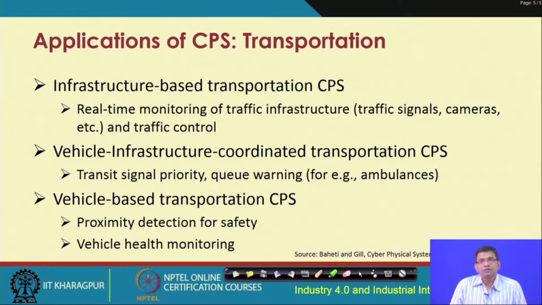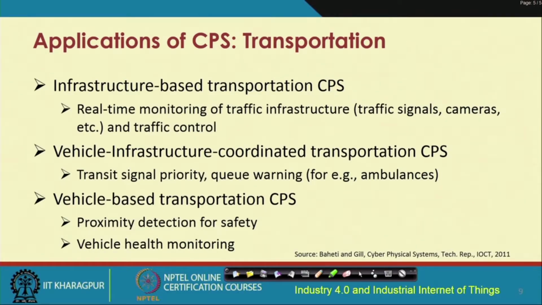Then there are vehicle based transportation cyber physical systems, with proximity detection for safety. You must have boarded vehicles where the vehicle will warn you if it is too close to another vehicle in front, or if there is another vehicle coming from the back which is close to that particular vehicle. So all these things are examples of cyber physical systems operating on the road, in the vehicles, and so on.